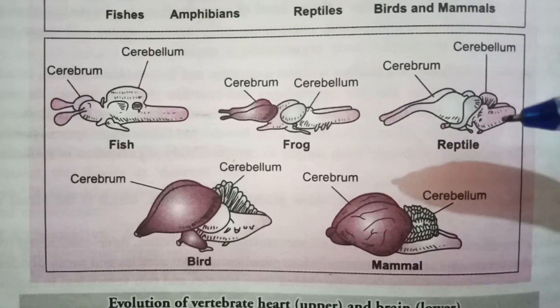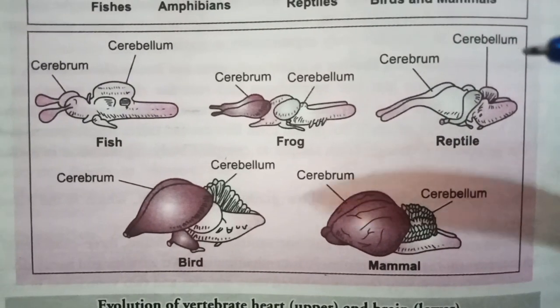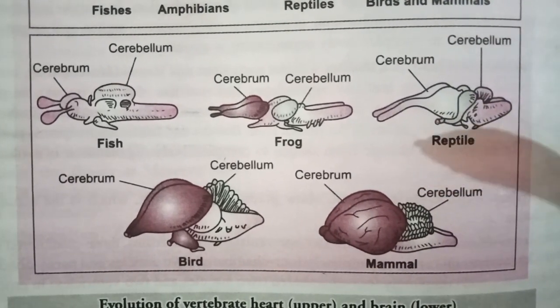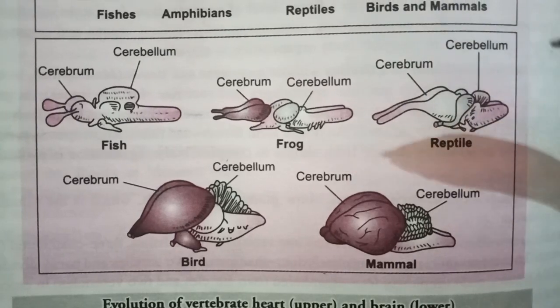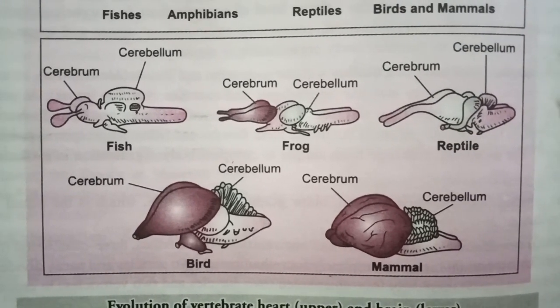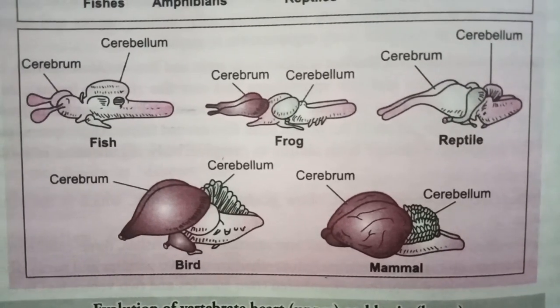So it shows that they are having the same basic structure, but they perform different functions. Because in each vertebrate, the brain capacity is different, and they perform different functions in relation to the control and coordination.